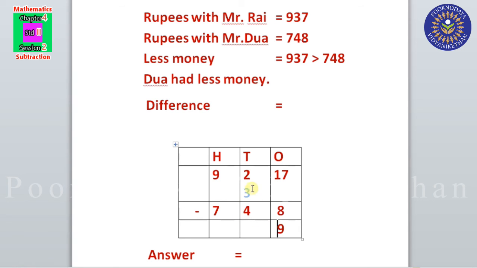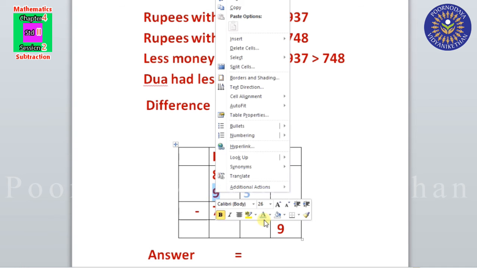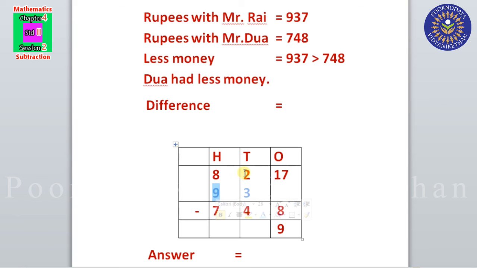Then look at tens place. In tens place there is 2. We need to subtract 4 from 2. We know it is not possible. So what will we do? From hundreds place we have to borrow 100. If you are borrowing 100 from this hundreds place, then this 900 becomes 800. That 100 we are adding in tens place. There we will get 12 tens.